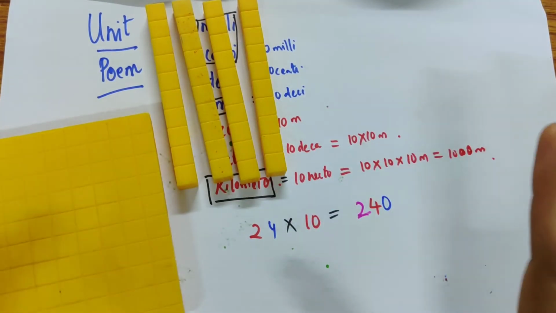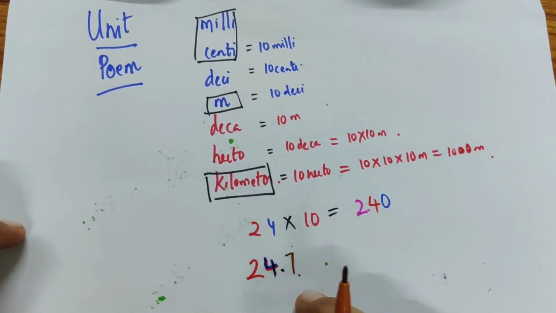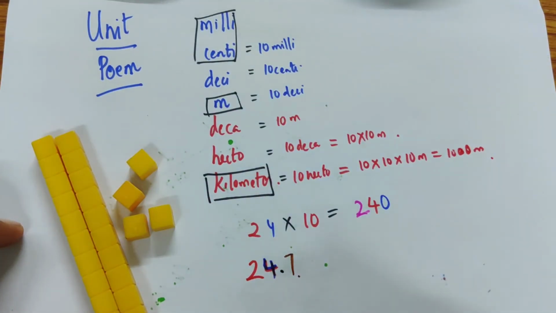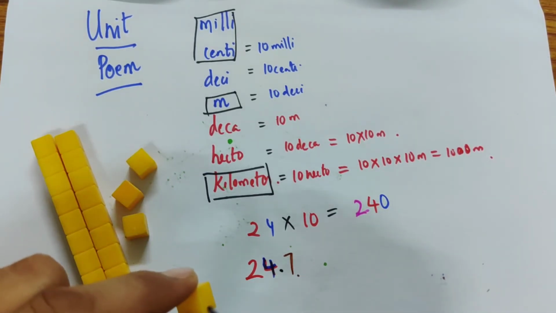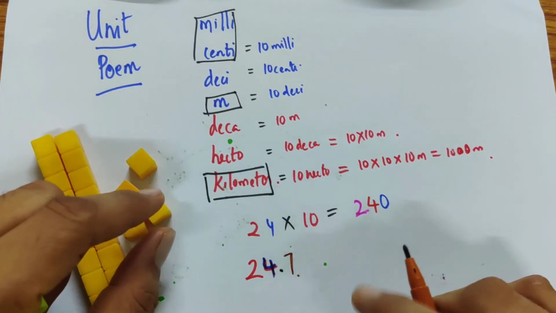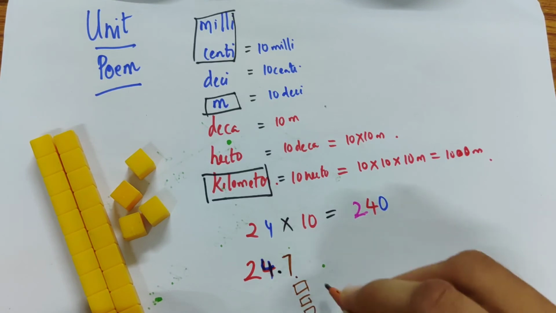Once you've done it with whole numbers, you can move on to decimals. Then you can say okay, now I have the same 24, but I also have 0.7. What is 0.7? It means one of these is cut into 7 pieces. So you have 7 of these really thin, small plates.